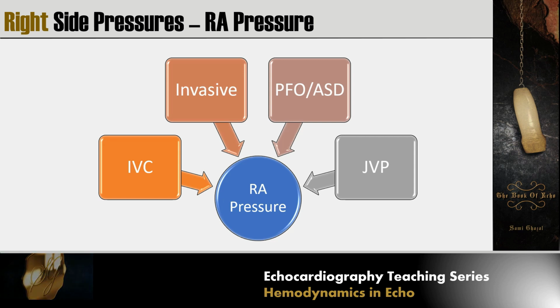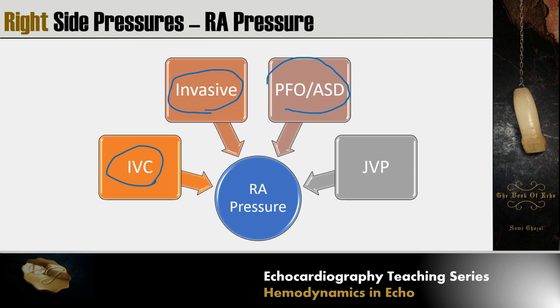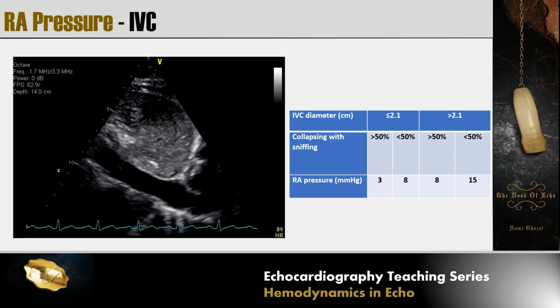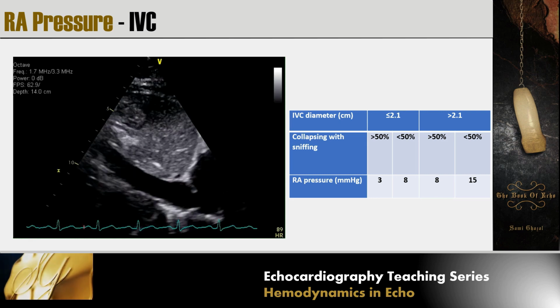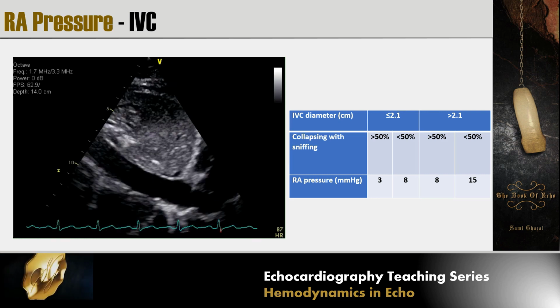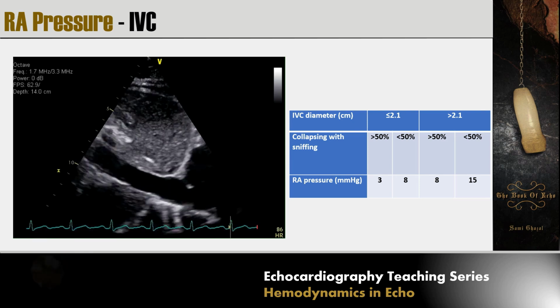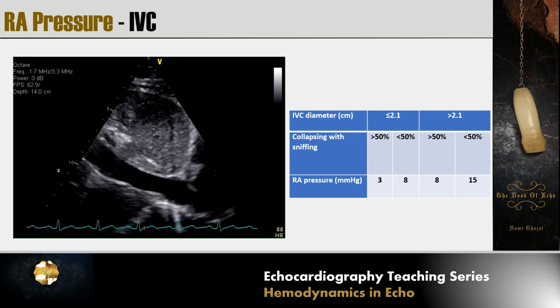We can estimate the RA pressure from the IVC or by invasive estimation. If present, a PFO or ASD can help us also. And the jugular venous pressure can be helpful in estimation of RA pressure. And this is how we estimate the RA pressure from the IVC. We record the IVC for like 10 to 15 seconds, and we observe the size as well as the collapsibility.